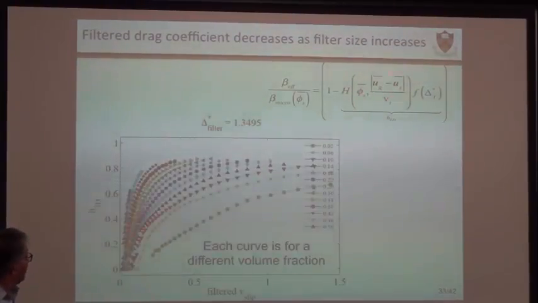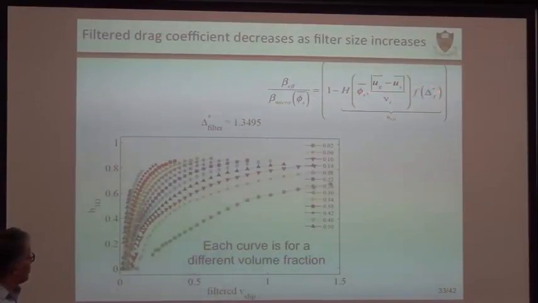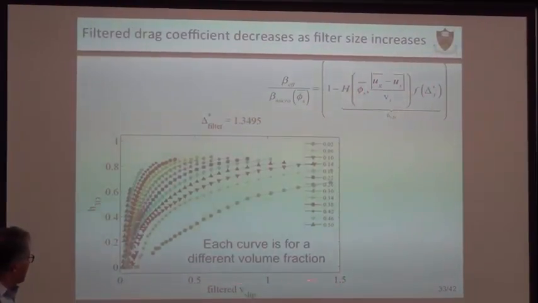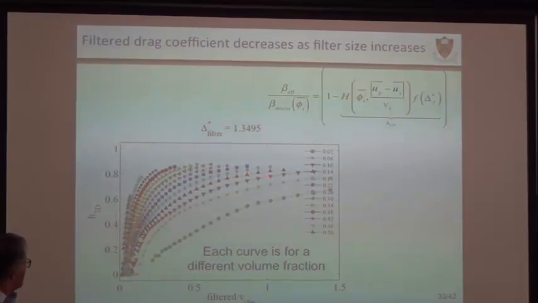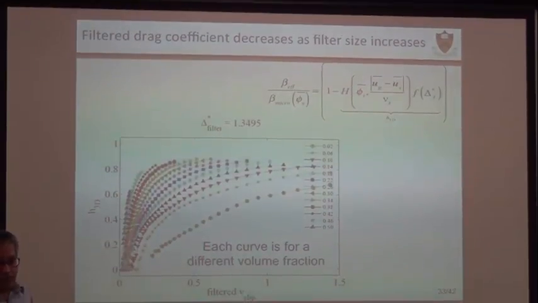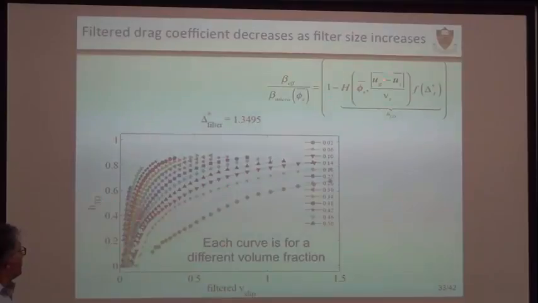If you now look at one volume fraction and one filter size and look at the second marker, the slip velocity, you find this h goes up at a given volume fraction and given filter size as we increase slip velocity. So h goes up means the drag is very low.